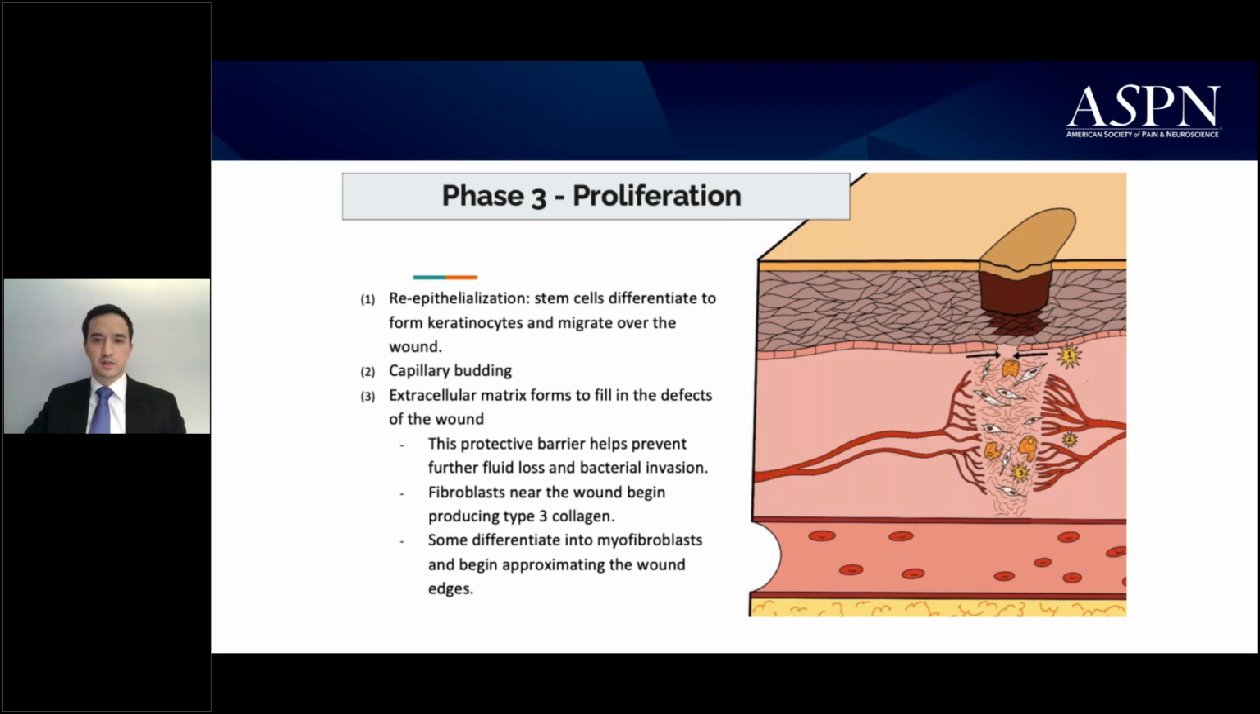Finally, the last part of this is that the extracellular matrix is synthesized in order to reestablish that protective barrier to prevent further fluid loss or bacterial contamination of damaged tissue. This process is primarily mediated by fibroblasts, which synthesize large amounts of type 3 collagen, elastin, and proteoglycans. Importantly, establishment of this matrix allows for contraction to take place via myofibroblasts, which is an important mechanism by which the edges of those tissue injury sites can begin to approximate.